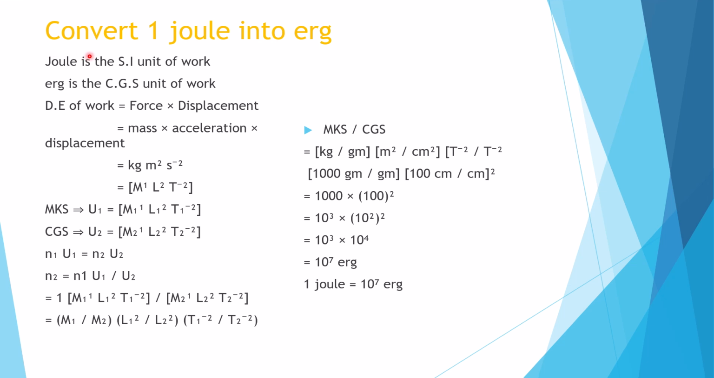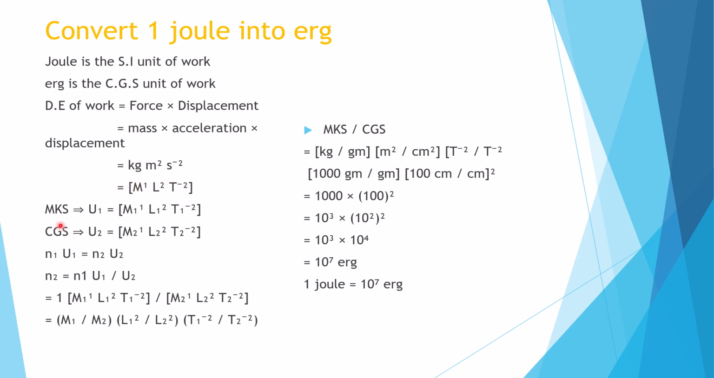Next we are going to discuss converting 1 joule into erg. Joule is the SI unit of work and erg is the CGS unit of work. And the dimensional equation of work we have to find. Work is what? Force into displacement. Force we know is mass into acceleration, then into displacement. So according to the SI unit, you will get M1 L2 T to the power minus 2. This is the dimensional equation of work.